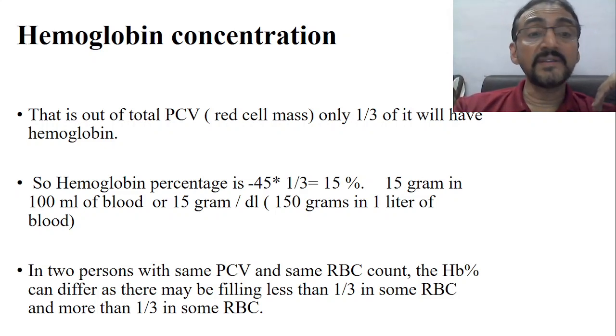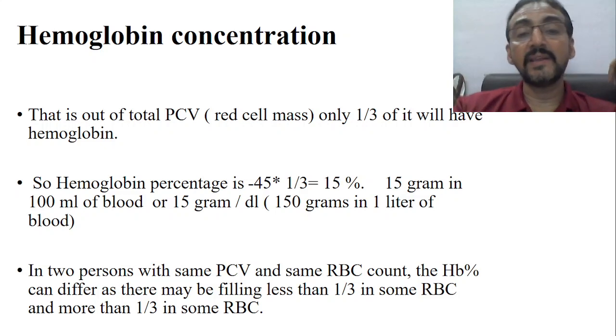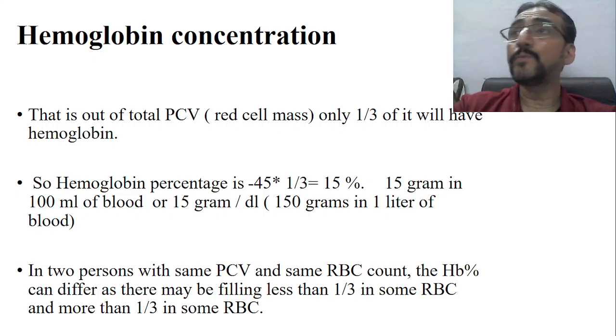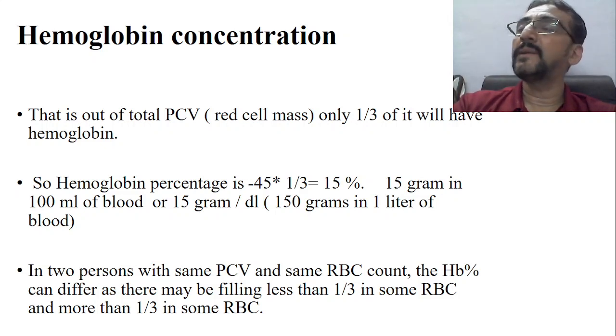then the HB percentage can differ, as there may be filling less than 1/3 in some RBCs and more than 1/3 in other RBCs. Okay, now see, two persons, person A and person B, both are having the same PCV and both are having the same RBC count. Now, in a normal person, the hemoglobin which is inside the RBC is 1/3 portion, but it may differ from person to person. कुछ लोगों में 1/3 से ज़्यादा भी हो सकता है, और कुछ लोगों में 1/3 से कम जगह में भी हीमोग्लोबिन रह सकता है.